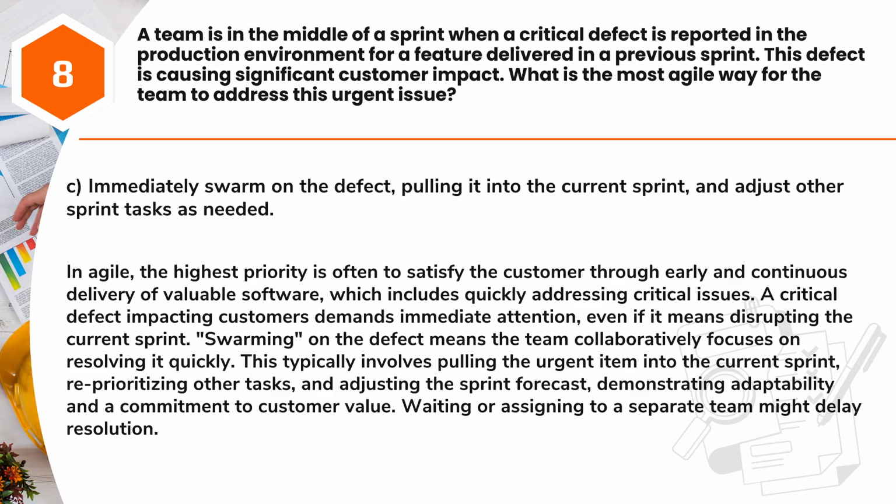Swarming on the defect means the team collaboratively focuses on resolving it quickly. This typically involves pulling the urgent item into the current sprint, reprioritizing other tasks, and adjusting the sprint forecast, demonstrating adaptability and a commitment to customer value. Waiting or assigning to a separate team might delay resolution.